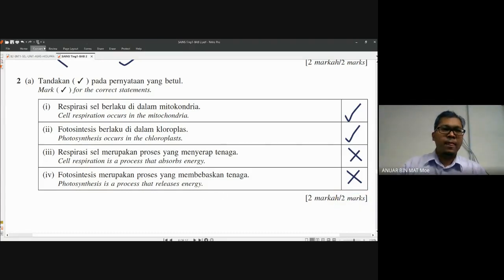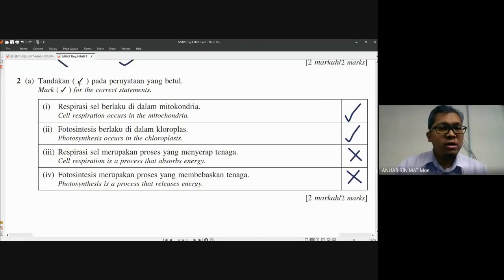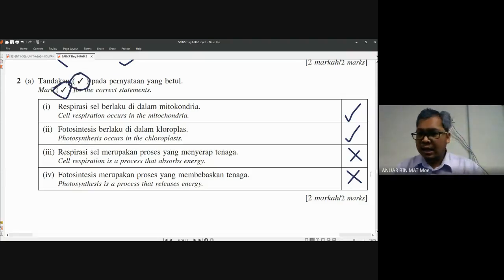2 marks, no problem. But according to the question, you need only to tick. But at the space given, you also cross it. Can I accept this answer? You also cross the wrong answer. Can I accept it or can I not accept it?